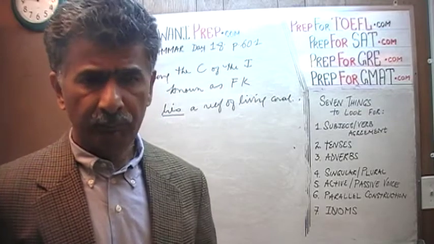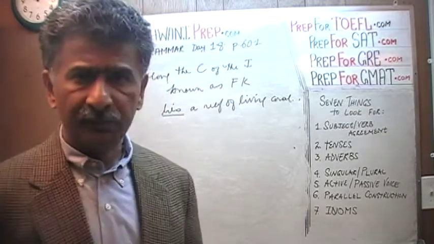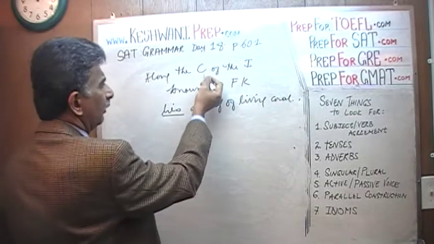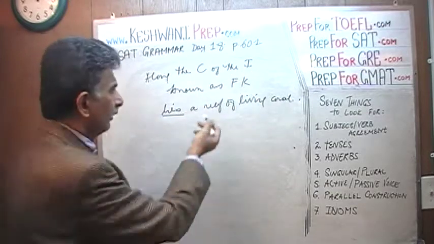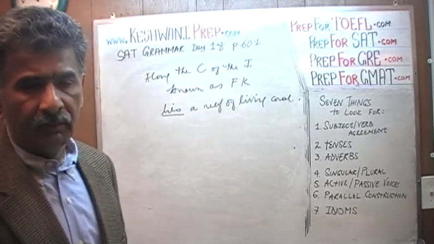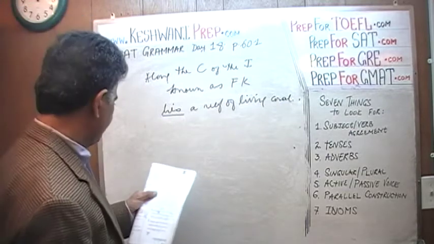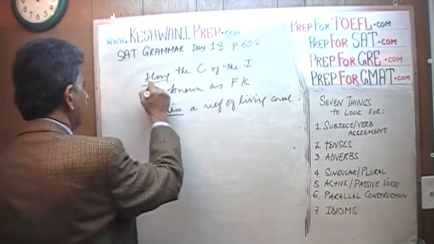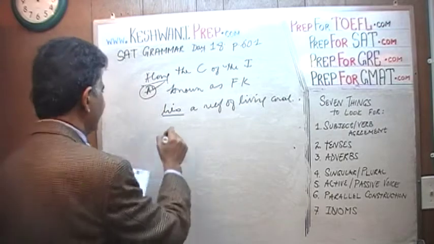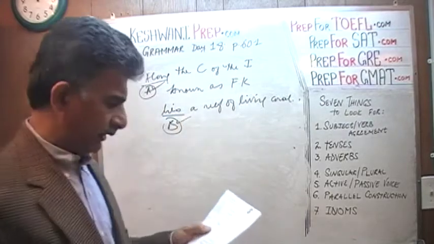If that were the end of the sentence, how would we fix it? The answer is, we wouldn't fix it. This is a perfectly fine sentence. Along the coast of the island, known as the Florida Keys, lies a living coral. It's fine. Which tells us we do not know what the answer is, but it is not A and it is not B.